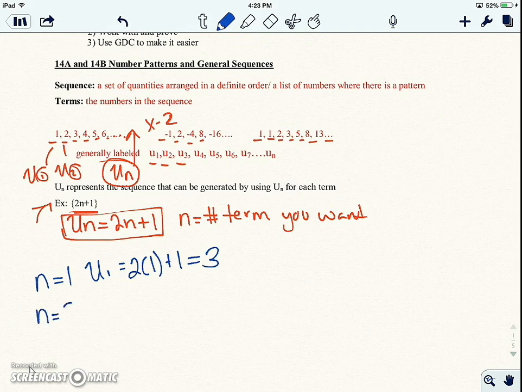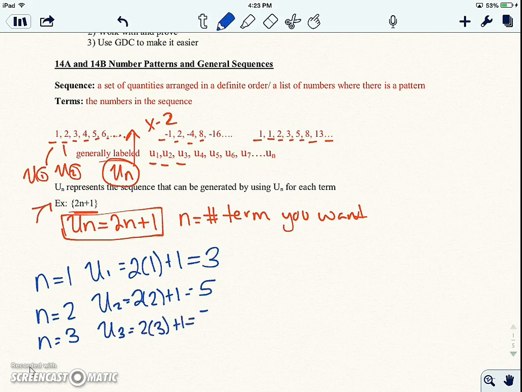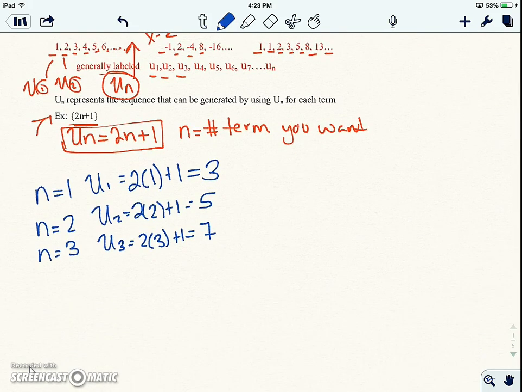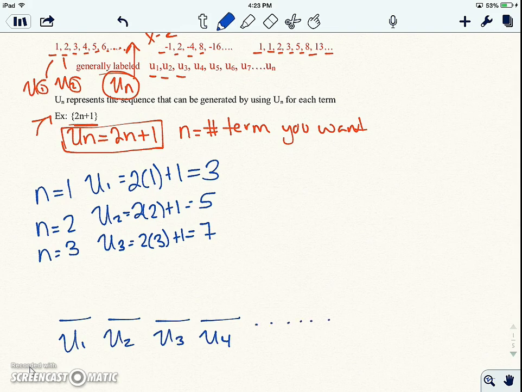If we wanted to know the second term in the sequence, that's called u sub 2, so we just plug a 2 into the function. 2 times 2 is 4, plus 1 is 5. For n equals 3, the third term, 2 times 3 plus 1, 6 plus 1 is 7. If we were to list this sequence, the first term, second term, third term, fourth term, and so on, we could see the terms are 3, 5, 7.